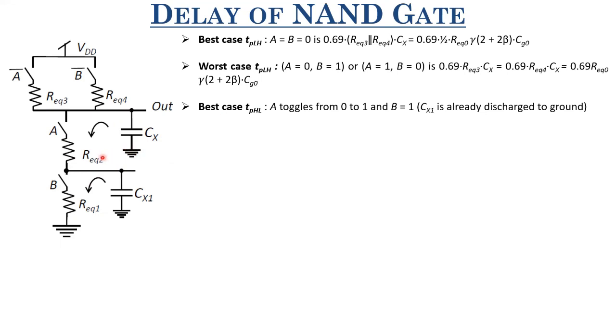So, what is the worst case? Or let's first talk about the best case. The best case is when B equals 1 already and A is going from 0 to 1. Why is it the best case? Because if B equals 1, this node has already discharged to ground via this R equivalent 1. And now we just have to discharge the output capacitor through the series resistance of this to ground. So the best case TPHL is equal to 0.69 times (R equivalent 1 plus R equivalent 2) times Cx. Why? Because this node voltage is already zero. I mean, this node has already discharged initially because B equals 1. So now the effective time constant of this Cx is only R equivalent 1 plus R equivalent 2. So best case TPHL is 0.69 times (R equivalent 1 plus R equivalent 2) times Cx.